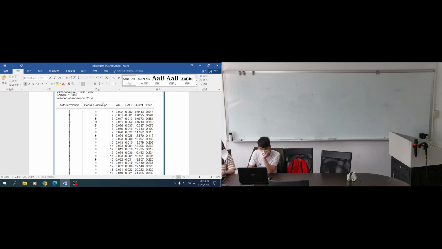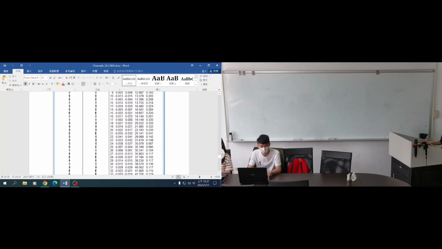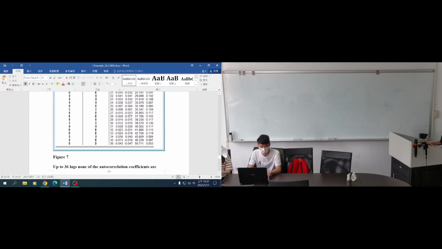Look at this correlation coefficient, and look at the probabilities. If we check this first difference, actually it is stationary, right? Look at this p-value. It is stationary. And partial autocorrelation shows no correlation at all. Okay? Any questions so far?